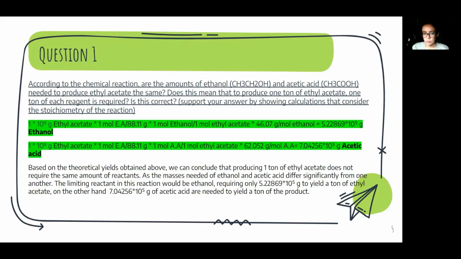The limiting reactant in this reaction would be ethanol, requiring only 5.23 x 10^10 grams to yield a ton of ethyl acetate. On the other hand, 7.4 x 10^10 grams of acetic acid are needed to yield a ton of the product.